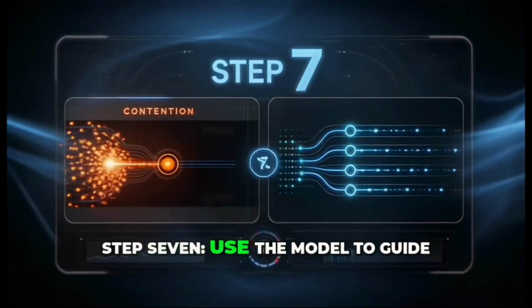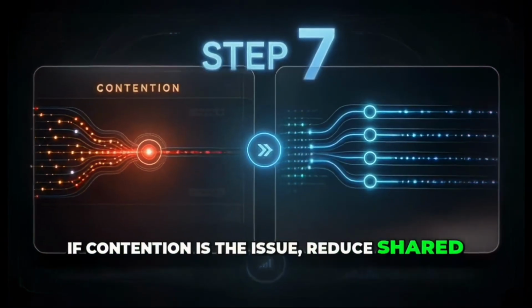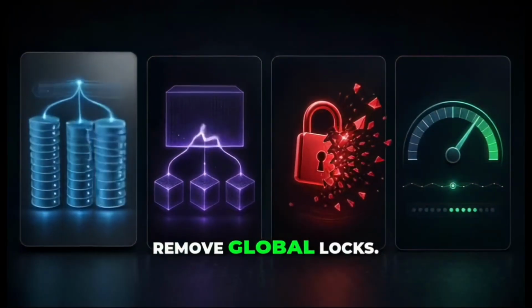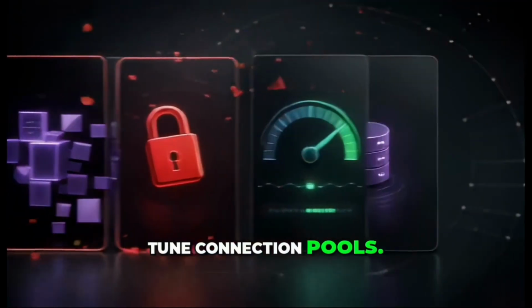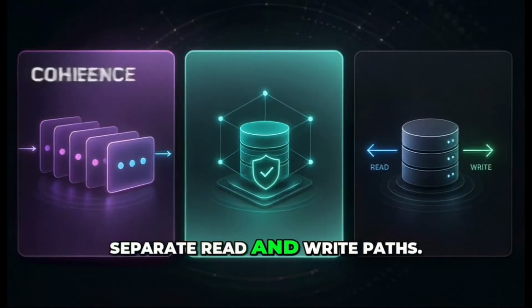Step 7. Use the model to guide engineering decisions. If contention is the issue, reduce shared waiting, split hot database rows, increase partitioning. Remove global locks, tune connection pools, use asynchronous processing, cache carefully, separate read and write paths.